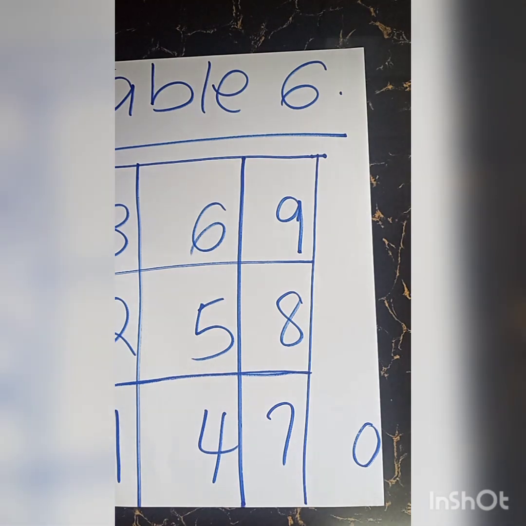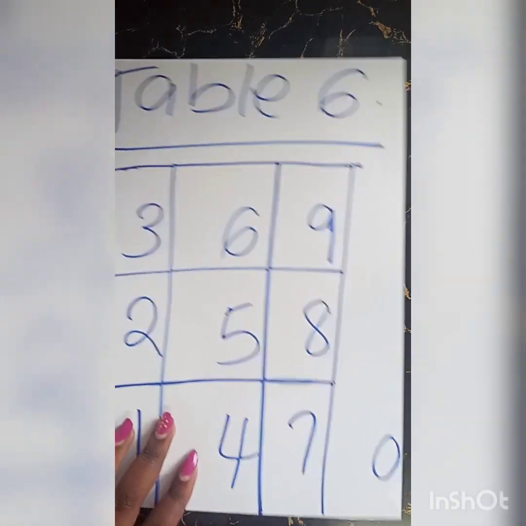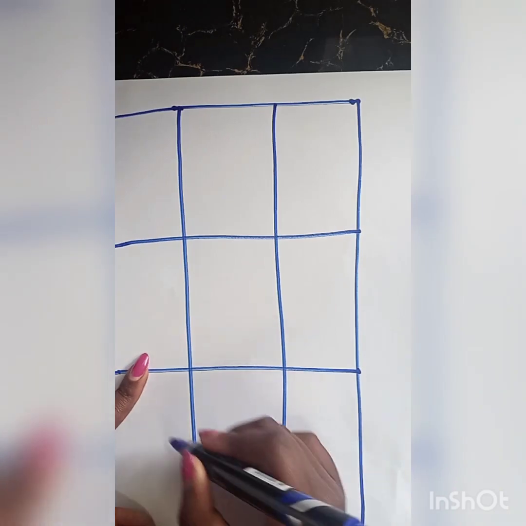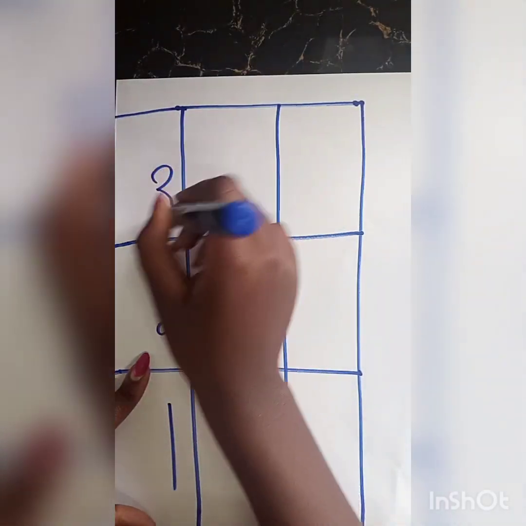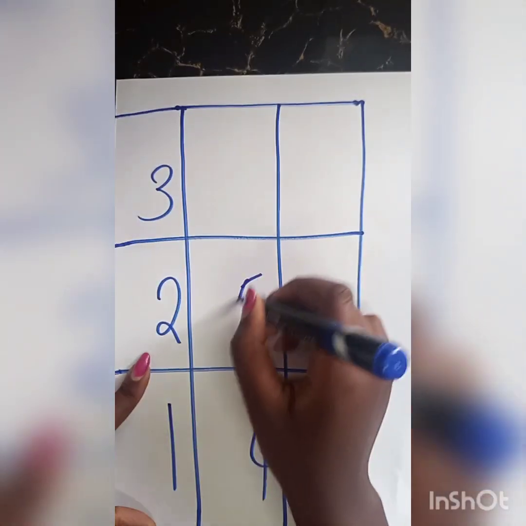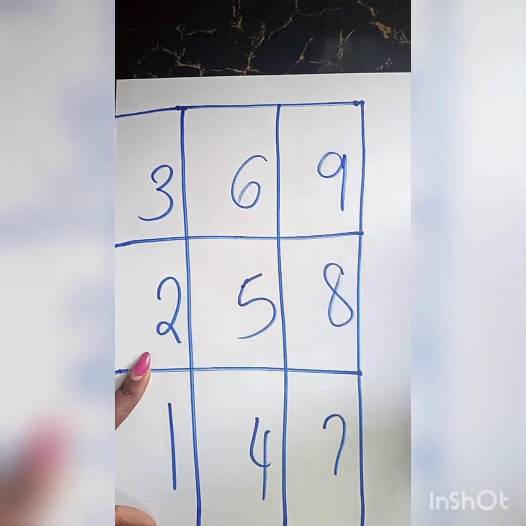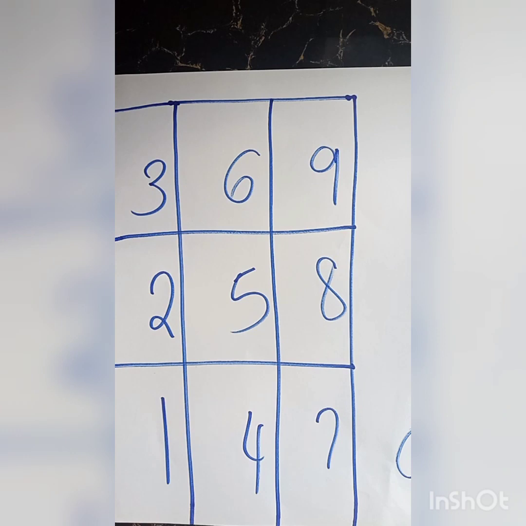And just like the drill has been so far, what you do to one table, you do the same thing to the other table. So here we'll write the same thing: 1, 2, 3, 4, 5, 6, 7, 8, 9, and we'll add a 0 here. And that's it for the digits in the ones place.